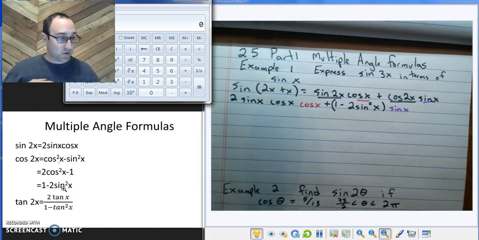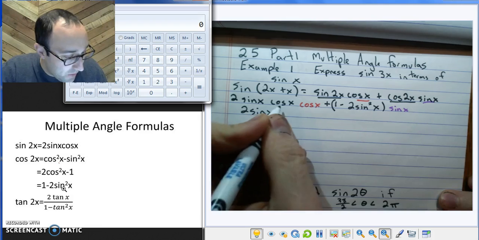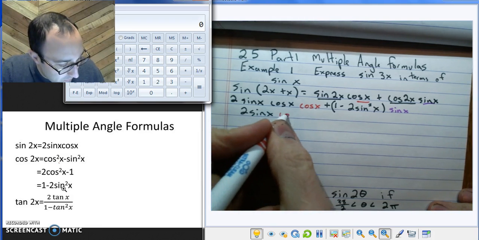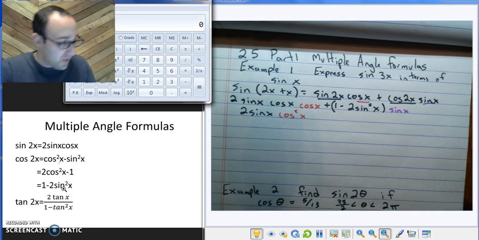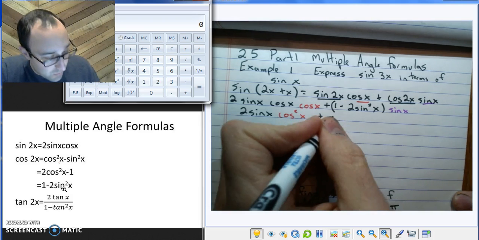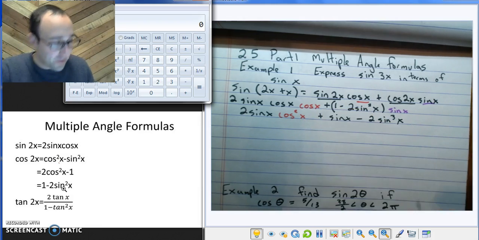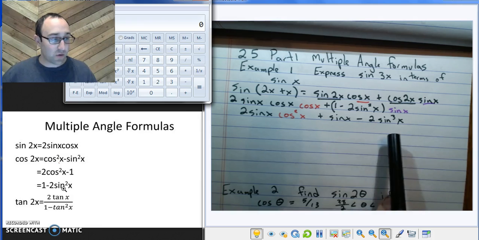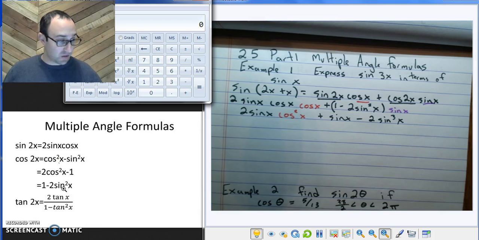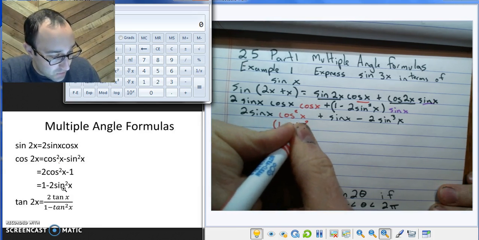Alright, good. Now let's do some combining of like terms and such. So I've got the 2 sine x, and I've got cosine x and cosine x. Let's change that to a cosine squared x. And then let's just go ahead and distribute that sine x into both of them. So we get sine x minus 2 sine cubed x. Alright, so we have a lot of sines, but we still have this cosine squared that we have to rewrite. If you remember from your Pythagorean identities, cosine squared x can be rewritten as 1 minus sine squared x.